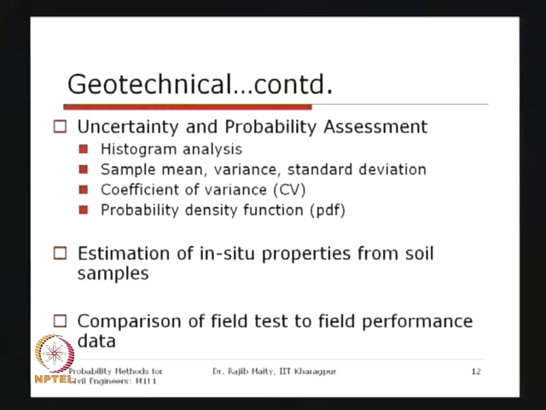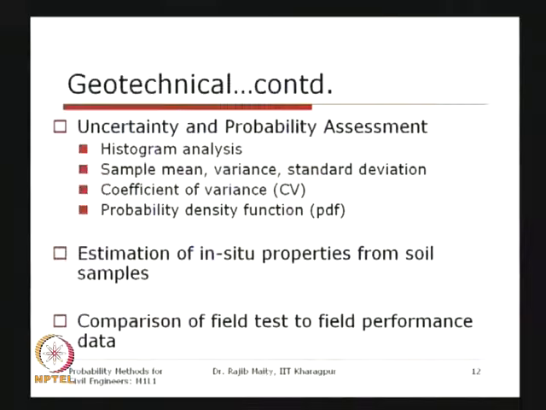The coefficient of variance, similarly, is the standard deviation divided by the mean. This coefficient, CV, the coefficient of variance, shows how the data is varying, keeping the mean as a center. So these things will give you an idea of how variable your data is.